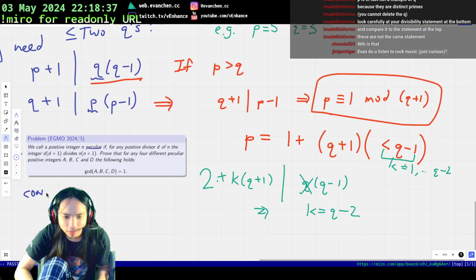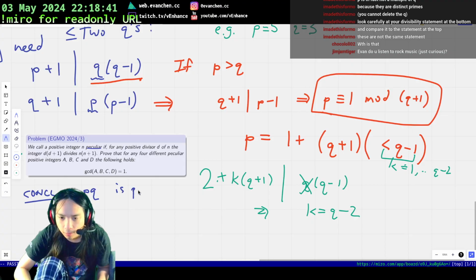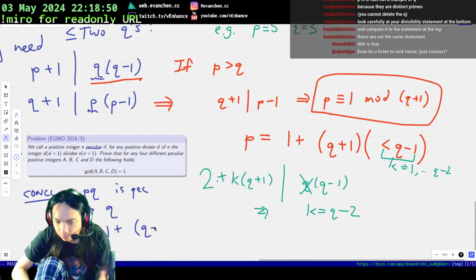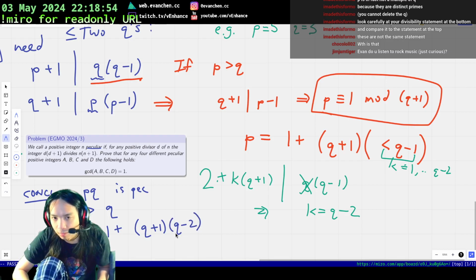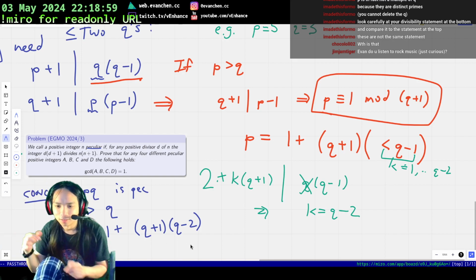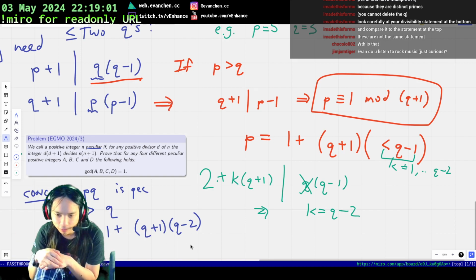So, okay. Here's the conclusion, alright? If pq is peculiar and p is greater than q, then in fact p is given exactly by 1 plus q plus 1 times q minus 2. I think this is the conclusion. And for 5, 3, it checks out. If I pick a different prime q, 7, 5, yeah, 287 should be peculiar, is the claim, right?